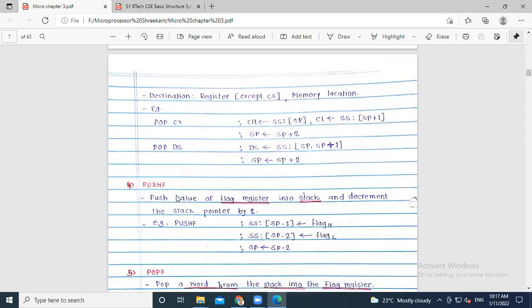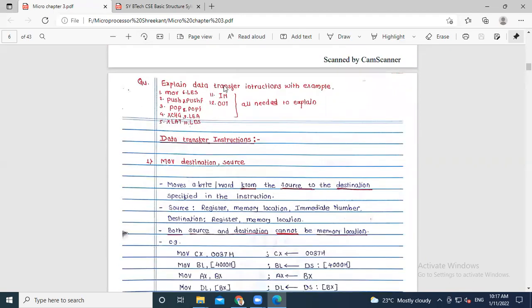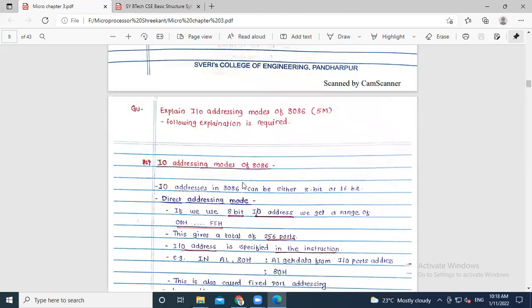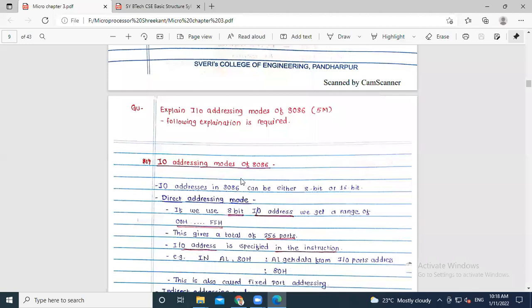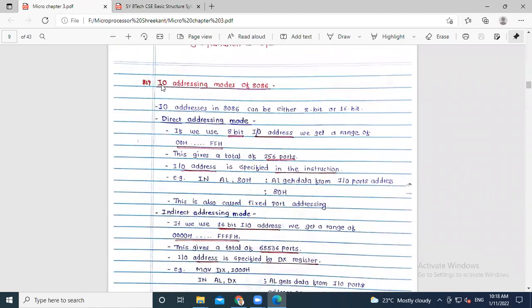These are the data transfer instructions, and again two more are there, the IN and OUT instructions. So IN and OUT instructions also we have to study. Okay, now we have to study this.